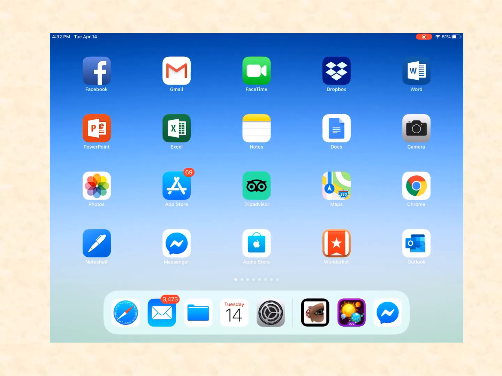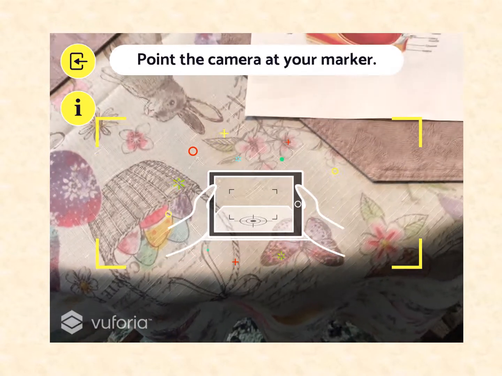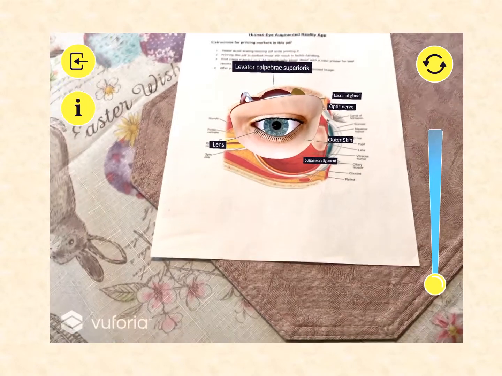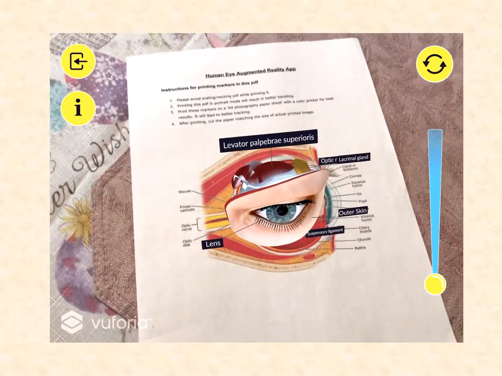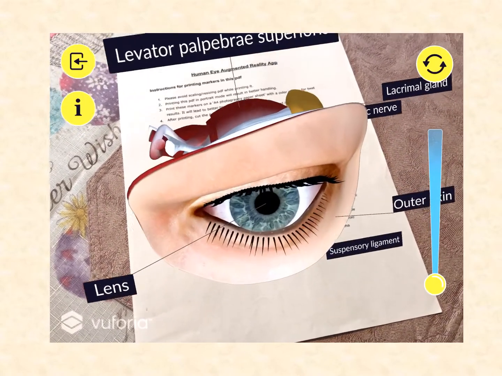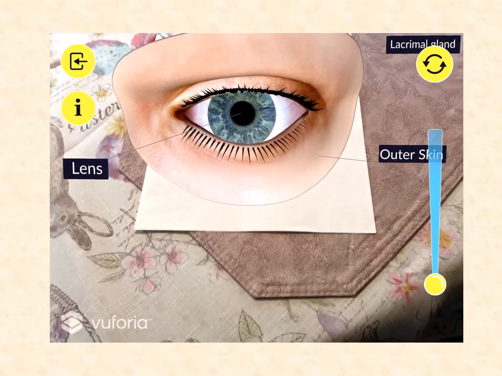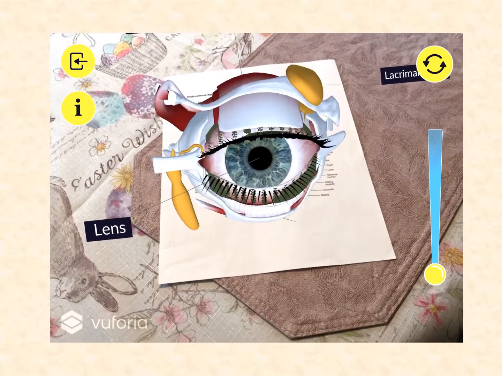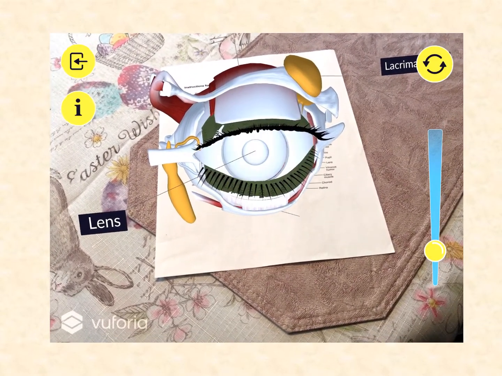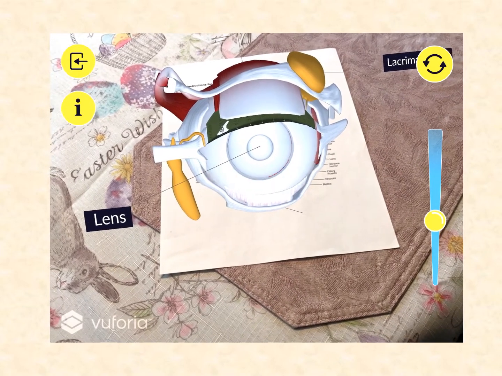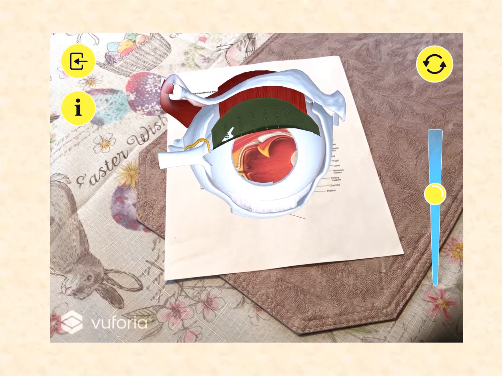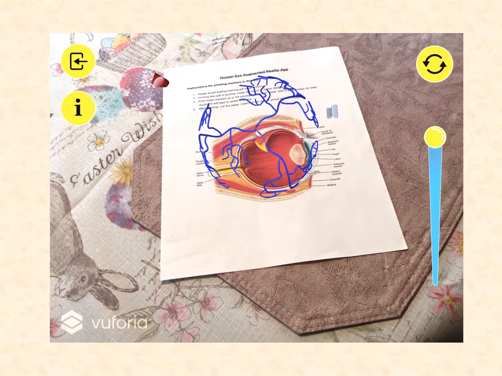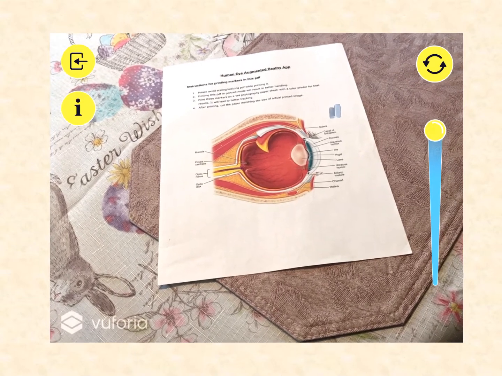Now let's explore the human eye. I'm going to turn this to print the marker. Skip their introduction information. I'm going to turn this handout into a 3D eye. I can explore it. And further, I can move this slider and slowly peel back the various layers of the eye till we get down to the very basic parts, and back to the handout.